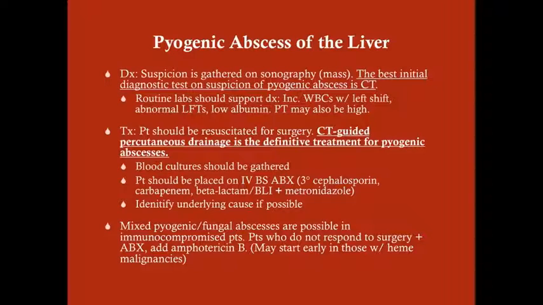So, in immunocompromised patients, we should definitely be making sure that they are responding promptly. If they don't respond to surgery and antibiotics, then you should add amphotericin B. And in patients who have hematologic malignancy, you may just start them on amphotericin B with the broad-spectrum antibiotics, just because the index of suspicion for them to have a fungal abscess of the liver is so high.